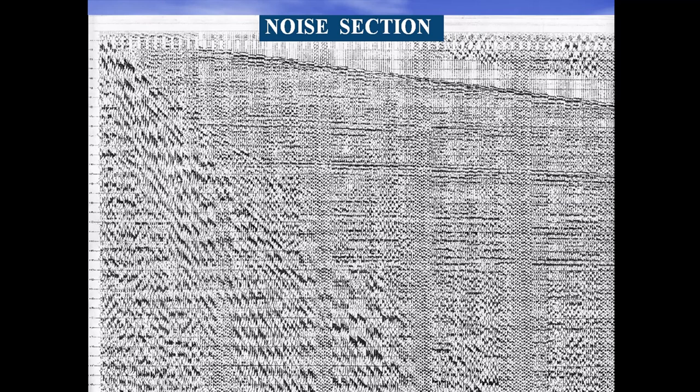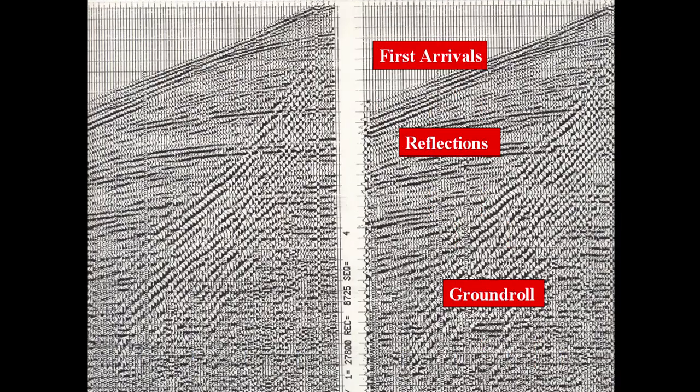Here is one of the sections which has a lot of noise. Over here you can see this part is noise, this one over here and also here. This is quite difficult to interpret, but before we do the interpretation or processing, we need to take this challenge to remove the noise first, then do the processing. Still we can see the reflection here. This is the first break, reflection, air wave, ground roll. So first arrival, reflection, ground roll.